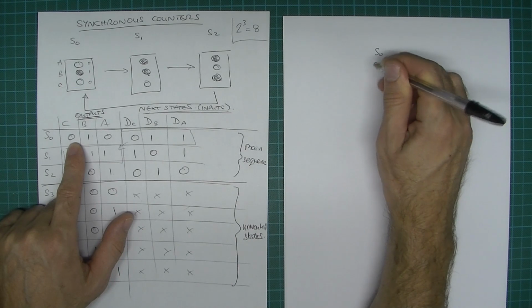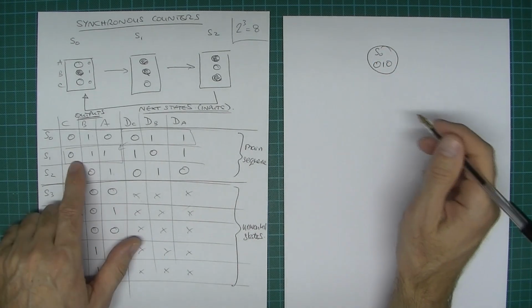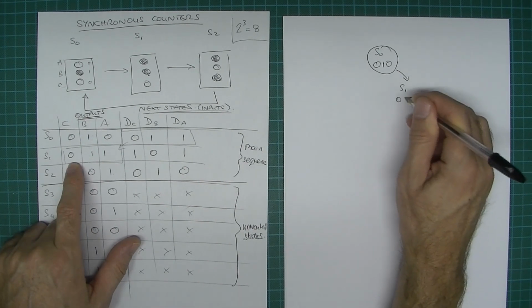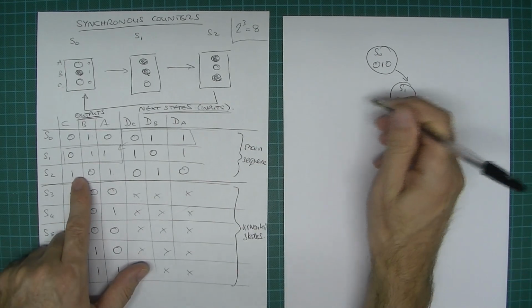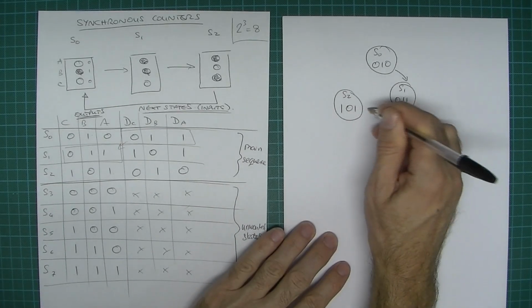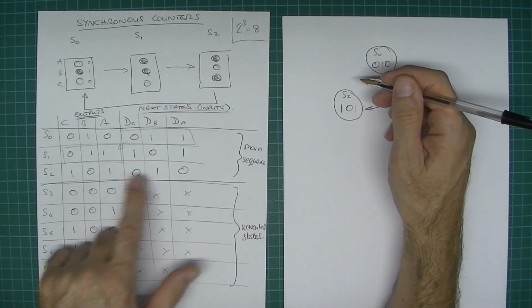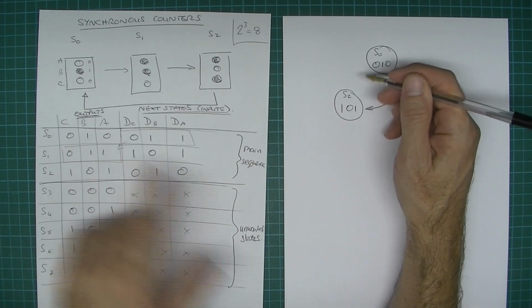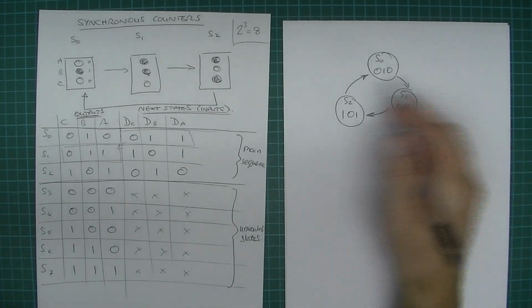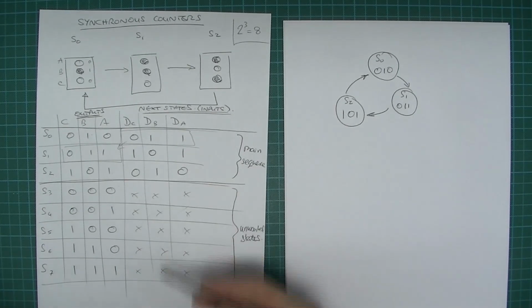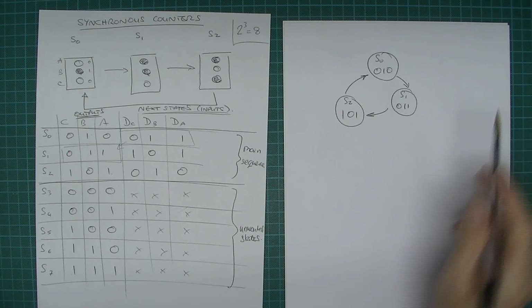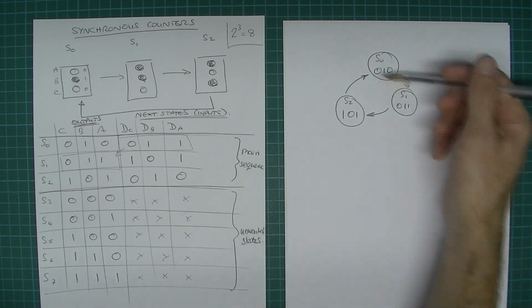So state 0 will be 0, 1, 0, and then that moves on to state 1, which is 0, 1, 1, and then that moves on to state 2, which is 1, 0, 1, and then state 2 goes to 0, 1, 0, which is state 0, like that. Okay, so that's the main sequence. And of course ultimately we're going to have these other states listed somewhere in our state diagram. But at the moment we don't know quite how they work. Okay.